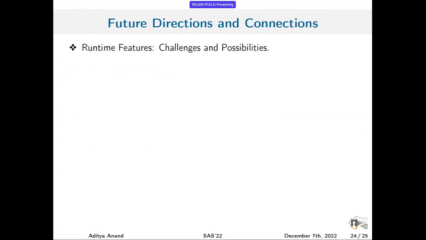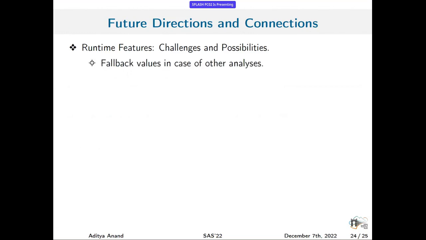For the future directions, we further talk in our paper about the runtime features of Java-like languages, like reflection. So what happens when we have reflection that can occur at runtime? How do you handle staged analysis? How can you recover if some dynamic features occur at runtime?